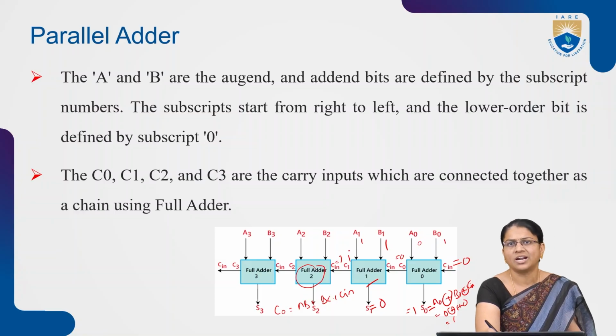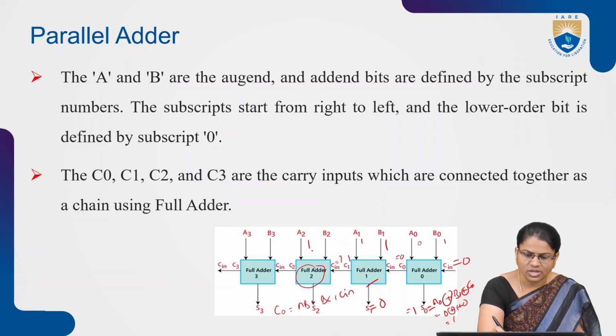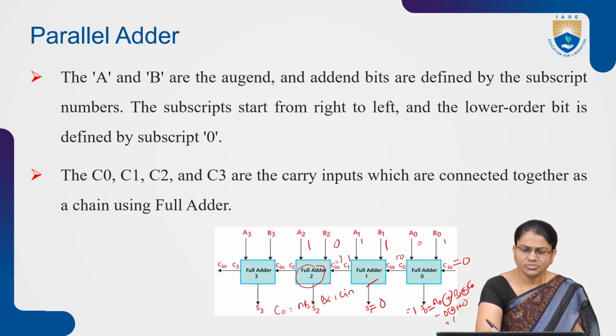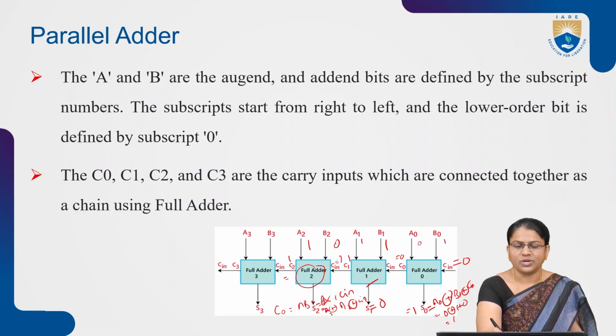Suppose Cin is equal to 1 for the second full adder circuit, and you want to calculate with A2, B2 as 1, 0. What will be your C2 value? And what will be your S2 value? S2 is equal to A2 XOR with B2 XOR with Cin, right? So 1 XOR with 0 is 1. Again 1 XOR with 1 is 0. S2 becomes 0. Now we want to calculate C2, the carry output for the second full adder circuit. 1 into 0 plus 1, 0 into 1 plus 1 into 1, it becomes 1. Right? Now C2 becomes 1.